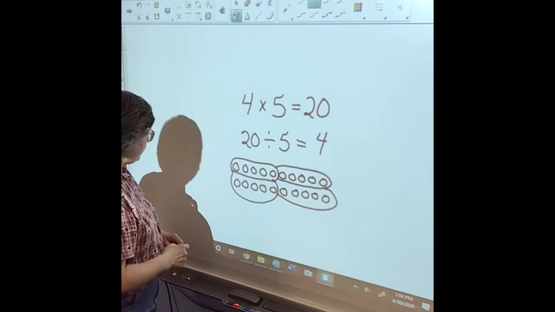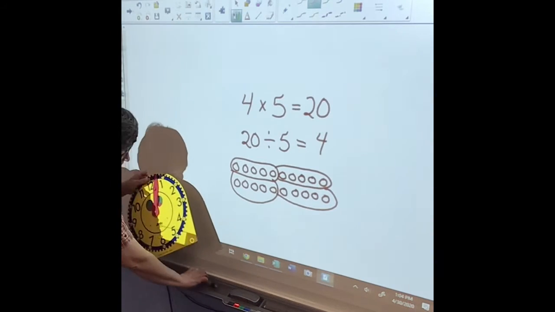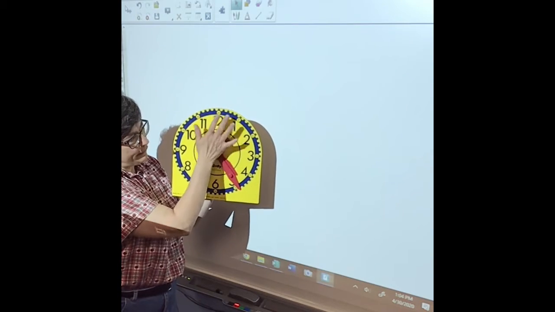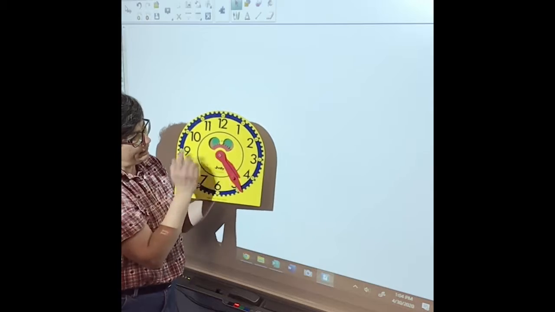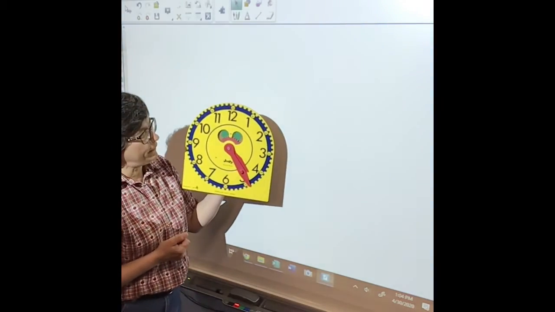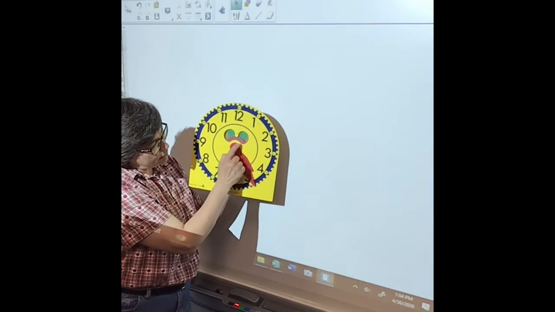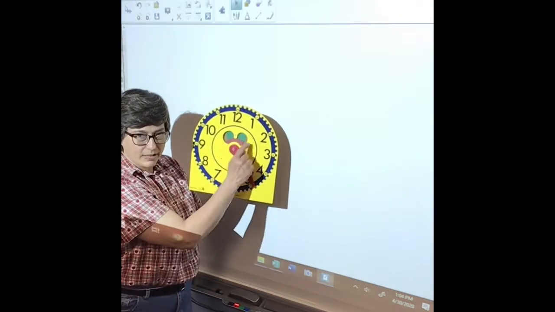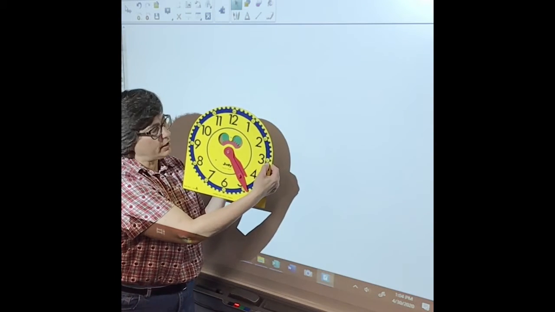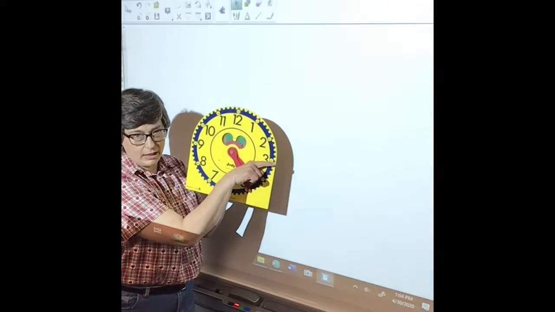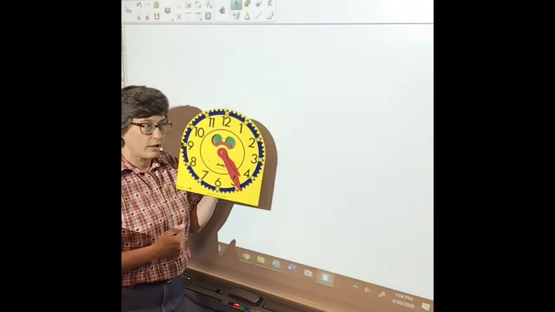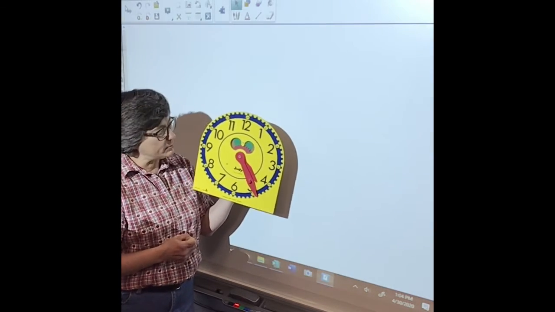Another way you can do it with 5s is by thinking about the clock. Our clock is divided so every number is a group of 5. So 5, 10, 15, 20. So if we said, what is 5 times 3? 5 times 3 is 15, because we know it's 5, 10, 15 minutes. So you can work backwards, just like our working backwards on the word problem sheet.